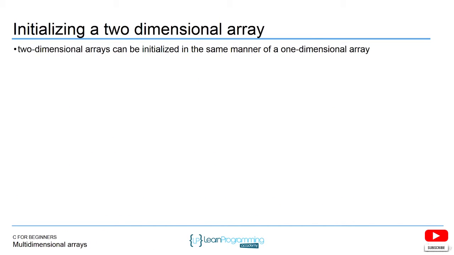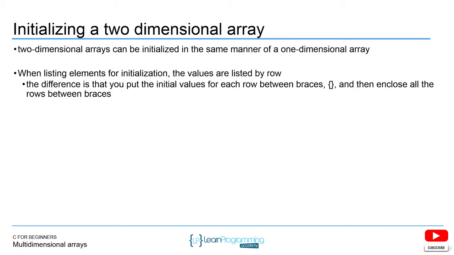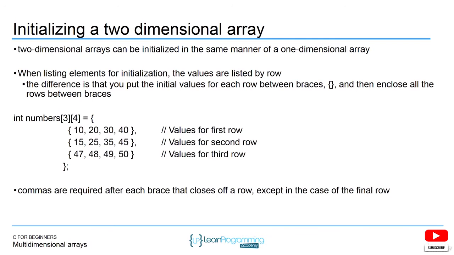To initialize a two-dimensional array, it's initialized in the same manner as a one-dimensional array, with the same type of syntax; you're just going to add more. When you list the elements for initialization, the values are listed by row. The difference is that the initial values for each row go between braces, curly brackets, and then you enclose all the rows between braces. So it's going to look something like this.